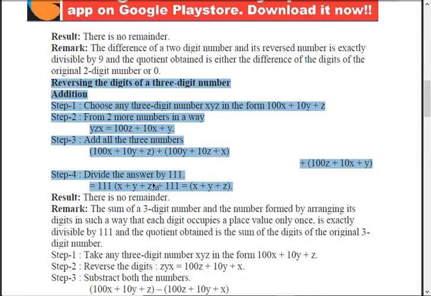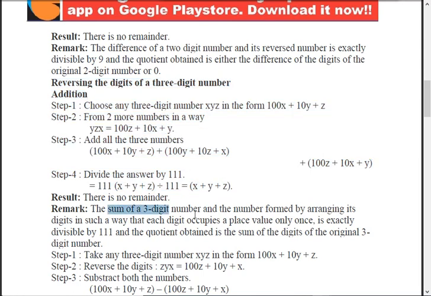That is 111. If you add all this, it becomes 111x plus 111y plus 111z. So it's exactly divisible by 111. Thus, the sum of a three-digit number and the numbers formed by arranging its digits in such a way that each digit occupies a place value only once is exactly divisible by 111, and the quotient obtained is the sum of the digits of the original three-digit number. So this you have to remember.